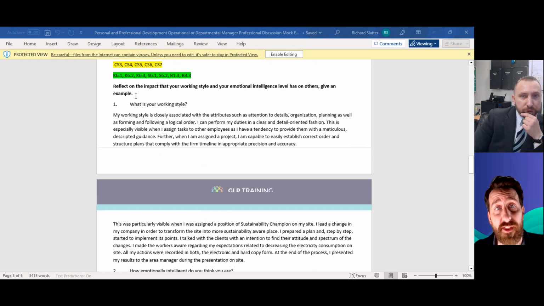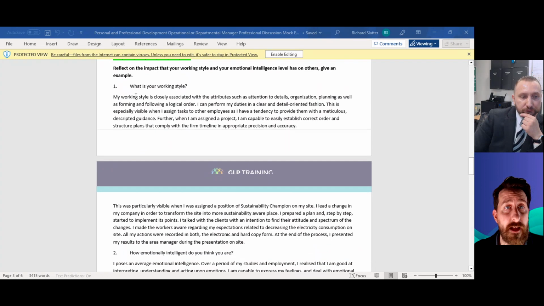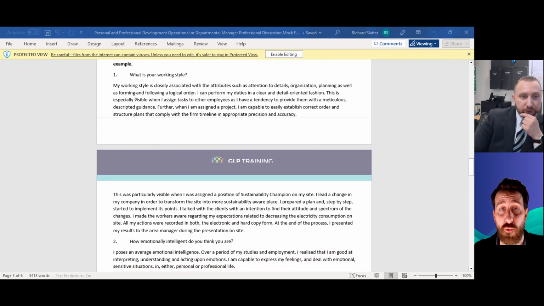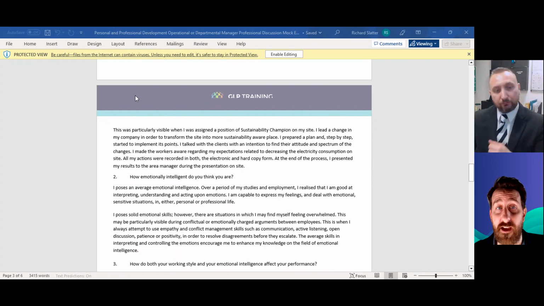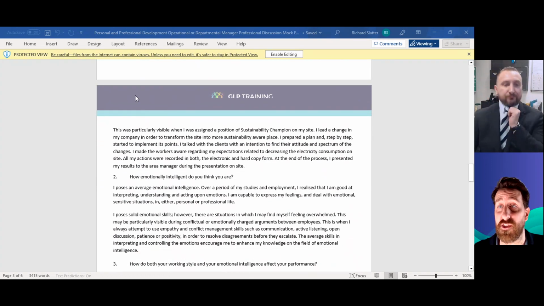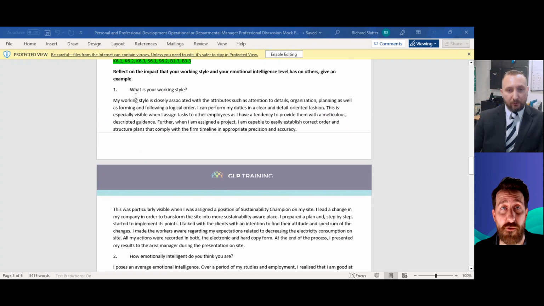Daniel, we're going to reflect on the impact that your working style and your emotional intelligence level has on others. And you were able to give an example here as well. So if we start off with what is your working style, and then we'll move on to number two with how emotionally intelligent do you think you are, Daniel? So we'll start off with number one.